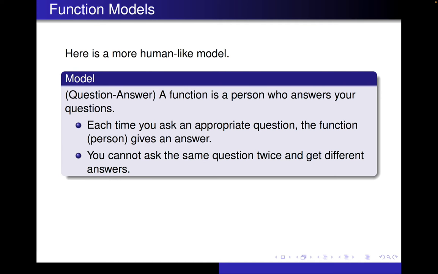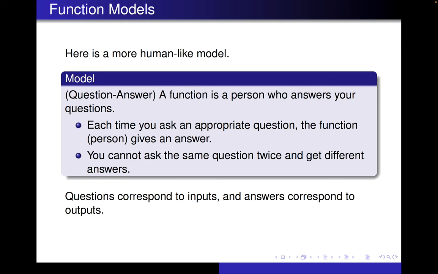And you have the same sort of consistency as we had for the input-output model. If you ask the exact same question twice, you should get the same answer. So it's not going to be the case that you ask a question and the person gives you one answer, and then you ask the exact same question again and they give you a different answer. You can be confident that every time you ask them a question, they will give you the same answer to that particular question. So in this case, the questions are like the inputs in the input-output model, and the answers are like the outputs. And then the person is like the machine.